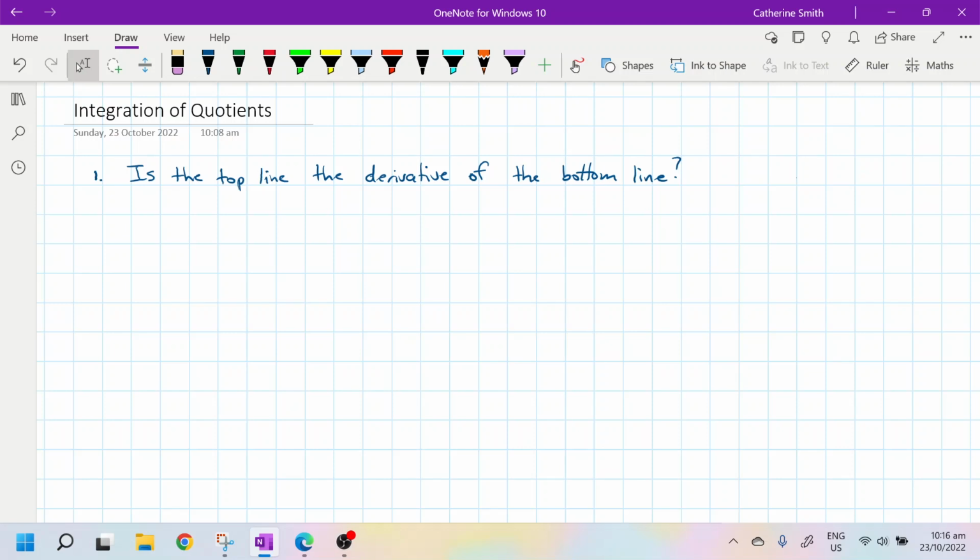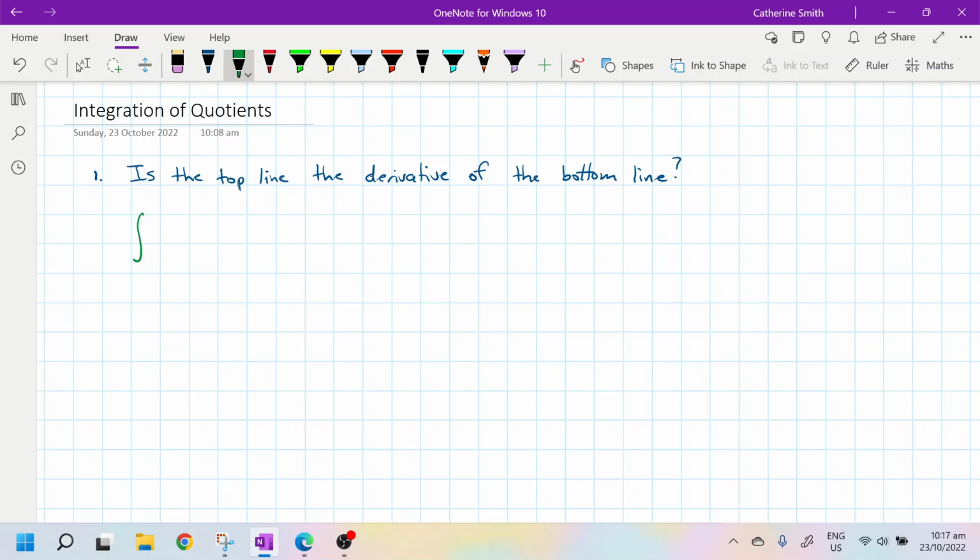Alright, in this short video I'm just going to be having a look at what to look for when you are required to integrate quotients. So quotients, of course, are a division where you have a top line and a bottom line, or another word for it would be an algebraic fraction. So the first question you should ask yourself, I've got it written there, is the top line the derivative of the bottom line? So let's have a look at an example of this.